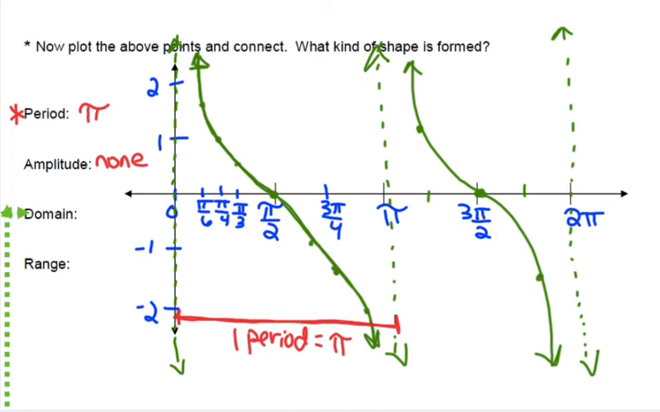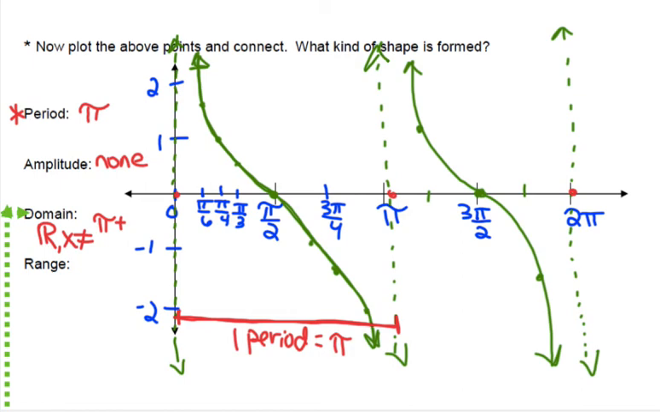Your domain is going to be all reals, but again, the minute you have vertical asymptotes, you're giving yourself restrictions. So x cannot equal 0. It cannot equal pi. It cannot equal 2 pi. Those are values that I can't get anything out for. So again, pick an asymptote. I'll pick pi. All reals except pi plus how far do you have to go until you hit another asymptote?